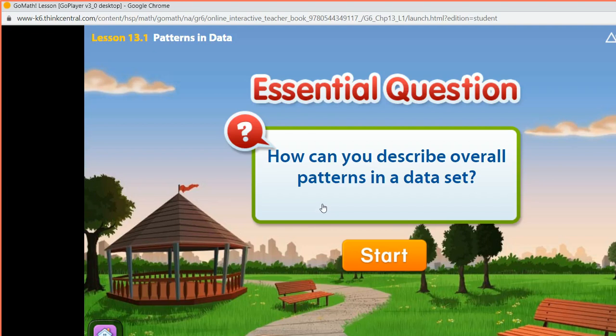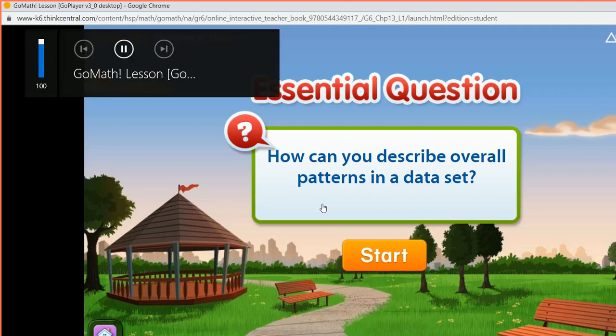Focus, Saif and Ali. How can you describe overall patterns in a data set?